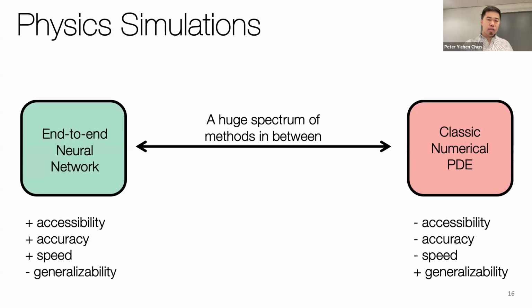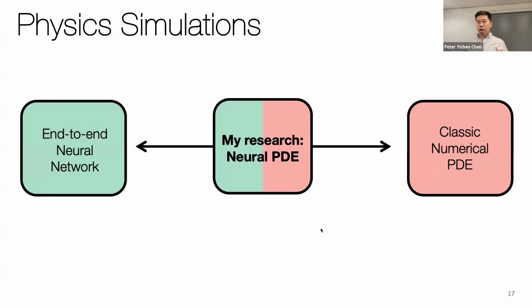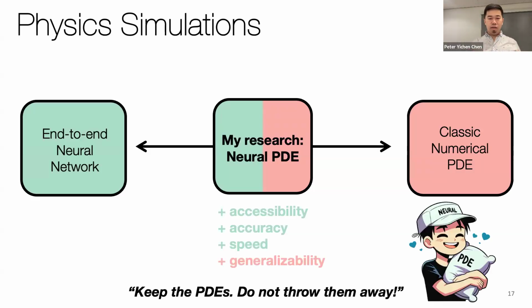So we're facing that, these end-to-end neural networks have lots of promise, but have challenges in generalizability. We also have these classical methods that have good generalizability, right? You can pretty much model anything you want with this approach, but it faces other challenges. So obviously there's a huge spectrum of methods in between, and that's where my research explores this in-between area, with the goal of making things accessible, accurate, and fast, while still keeping this generalizability. I call my research neural PDE, right? The neural parts hopefully give us the green parts, and the PDE parts will still make sure we have generalizability. So I guess the slogan of my research will be keep the PDEs, do not throw them away.